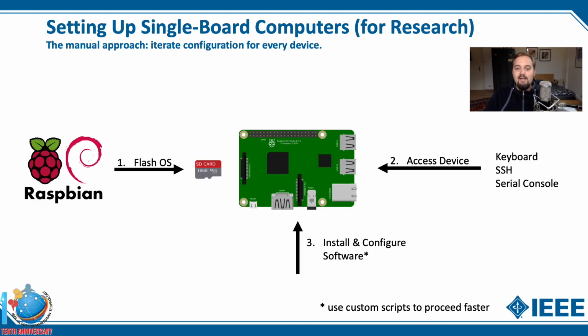So this is the classical way of setting up such a computer. You download the OS, flash it to an SD card, access the device somehow, be it via keyboard or SSH through the network or via a serial console, and then you install and configure the software you want to use. And you basically do this for each and every device you want to use in your study or in your research project. This is nice because it is very easy to do, and you can even do some scripting and elaborate on this process and make it a little faster. But it has some disadvantages. Mainly, you have to do it for each and every device.